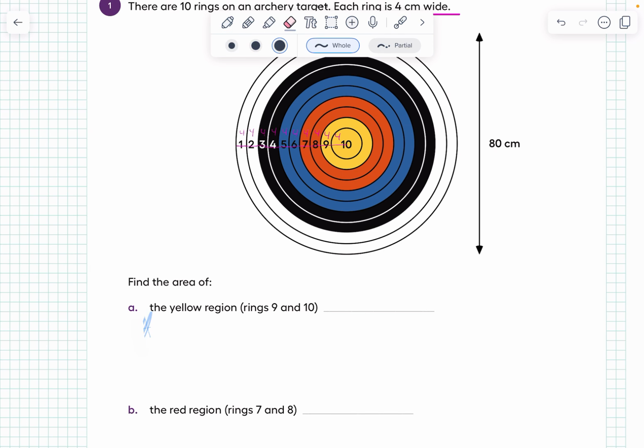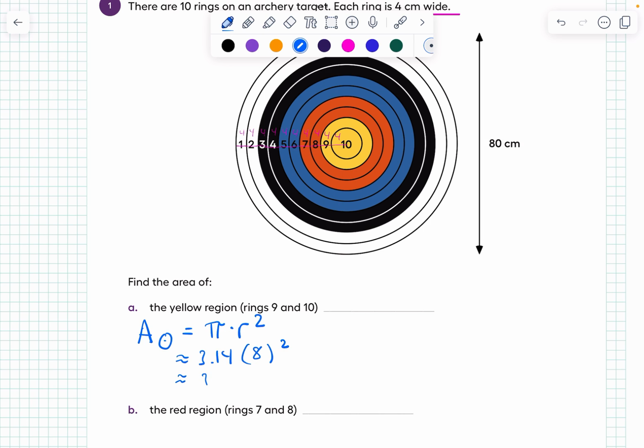Okay, hold on just a second. Area of a circle is equal to pi times r squared. Well, we know what pi is. We know it's 3.14. And we need to understand what the radius is. So right here, these 2 rings are 4 each. So the radius of the 2 yellows would be 8. So we would have 8 squared. 8 squared is 64. And 3.14 times 64 is approximately 201 centimeters squared.